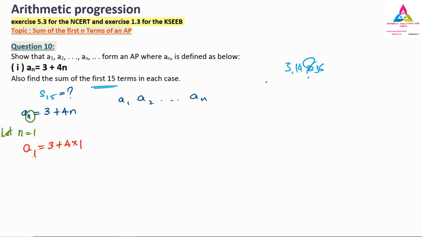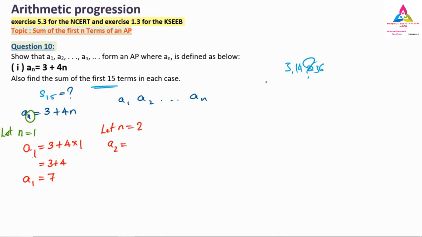So now we calculate: 3 as it is, then 4 ones are 4. Using the BODMAS rule, 3 plus 4 is 7. So what is the first term? 7 is the first term. So easily we found the first term. Now we have to find the second term. So now n is equal to 2 we have to take, and so now we have to find A2.